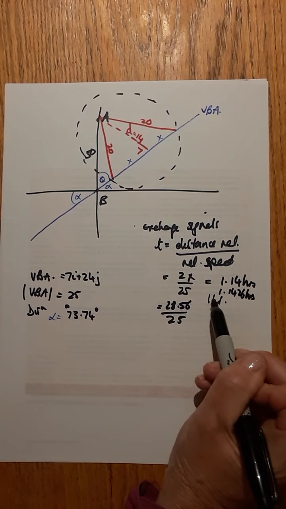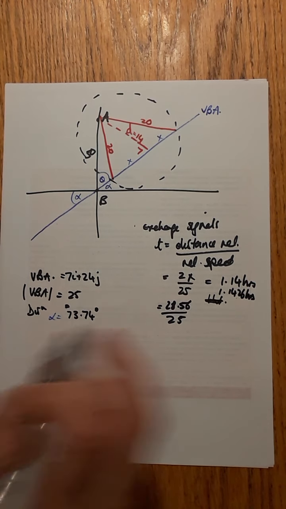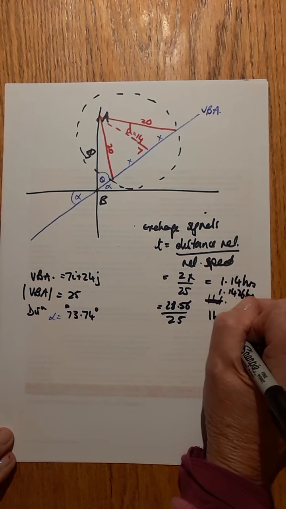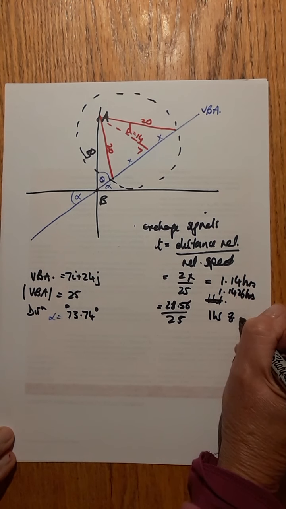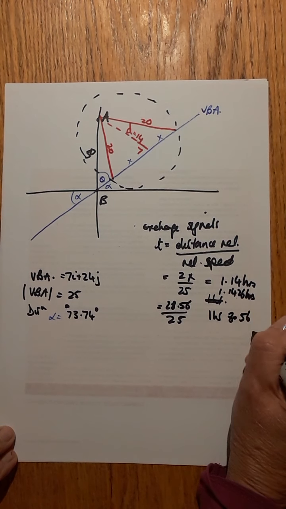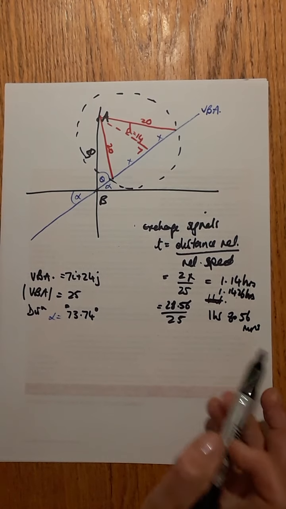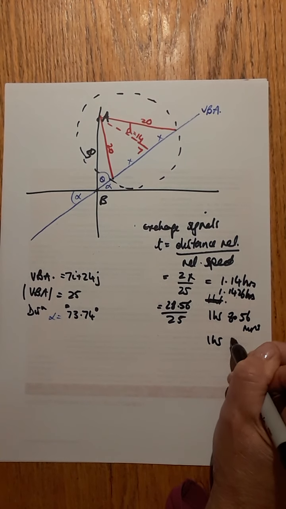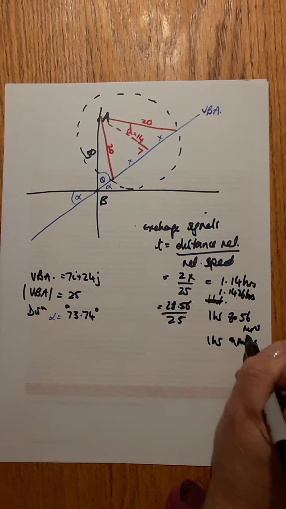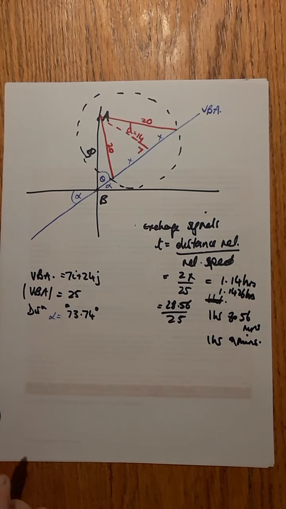Okay, now that's 1 hour, 0.1426. If I multiply that by 60, that gives me 1 hour, 8.56 minutes. So they can exchange signals for, we'll say, 1 hour 9 minutes, which is what the answer was accepted as. So this is how long they can exchange signals for.